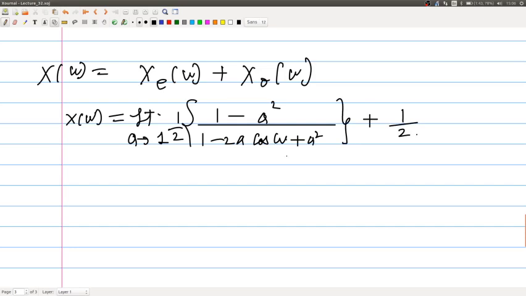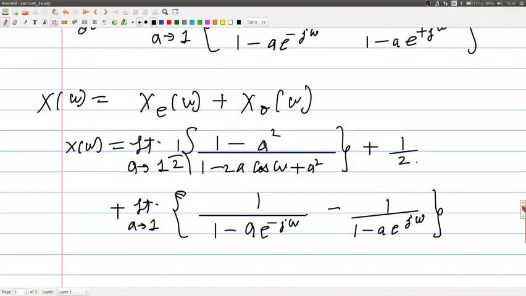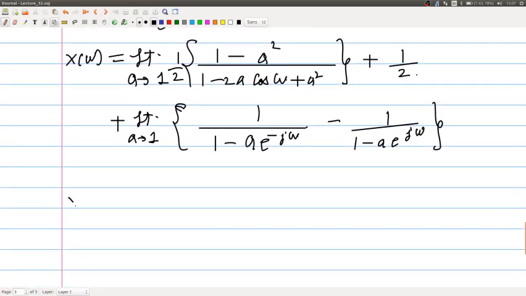plus 1 by 2 plus the limit as a goes to 1 of 1 upon 1 minus a e to the power minus j omega, minus 1 upon 1 minus a e to the power j omega. Is that correct? Yeah. So now I'm just rearranging the terms.